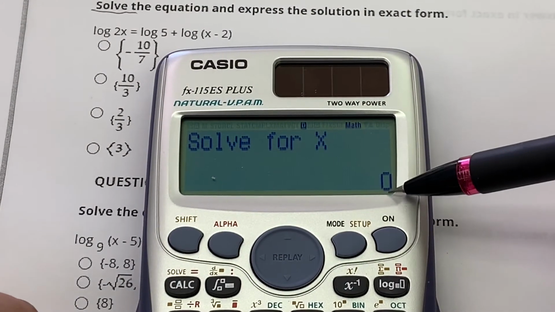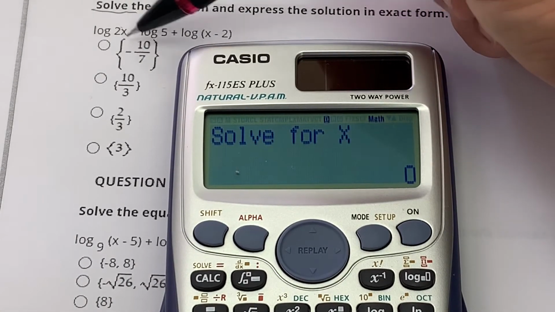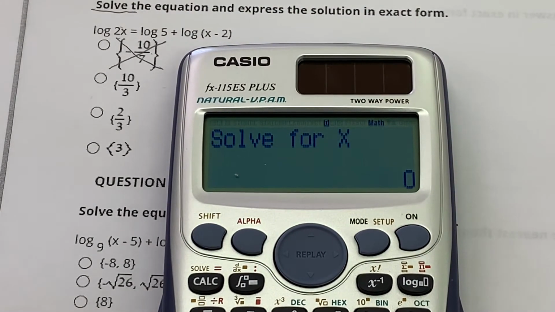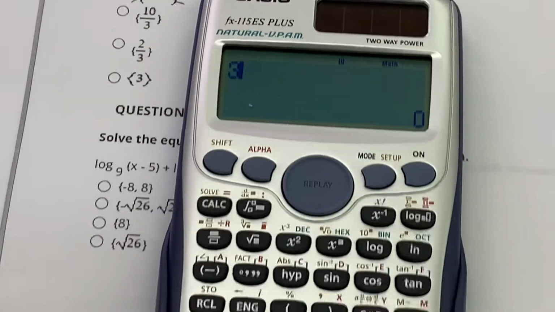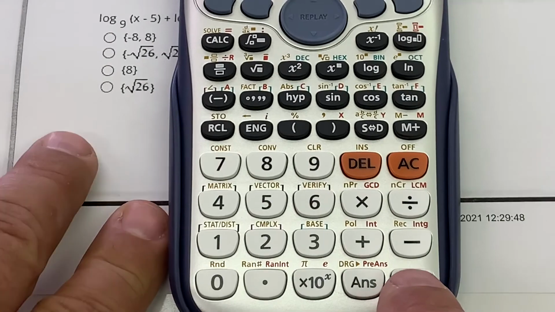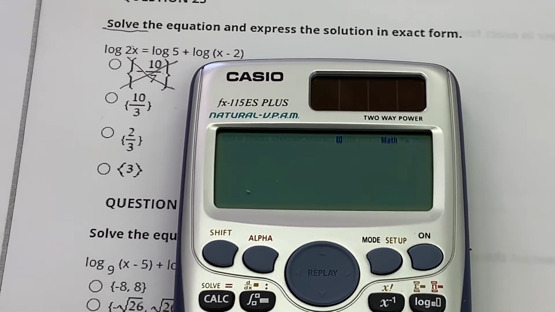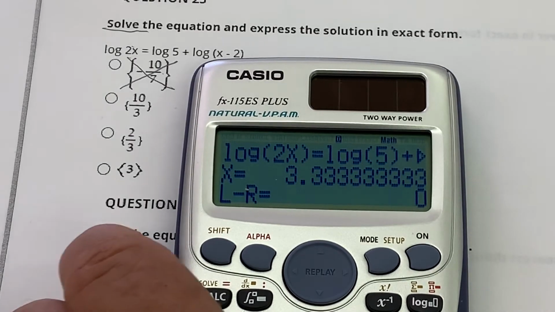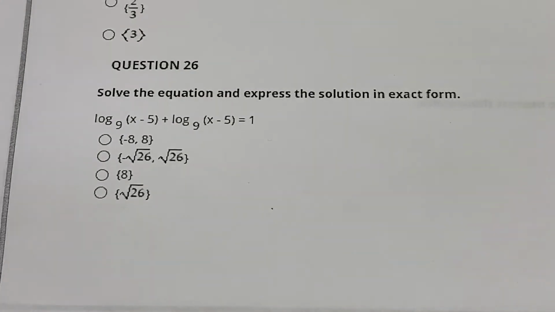Now it's asking me to guess. So I have a couple of choices here to guess. First off, it cannot be negative. If I threw that negative in, that would be a domain error. So I have a choice of 10 thirds, 2 thirds, or 3. I'm going to guess 3, just to be convenient. So I'm going to push the button 3, and now I'm going to hit equals. It sometimes takes a while for it to think about it. So the answer was not 3, otherwise it would have already got it. So it's 3.333333. So that's not 2 thirds, that's actually 10 thirds. So the calculator will solve it without you doing any work. So that's 10 thirds.